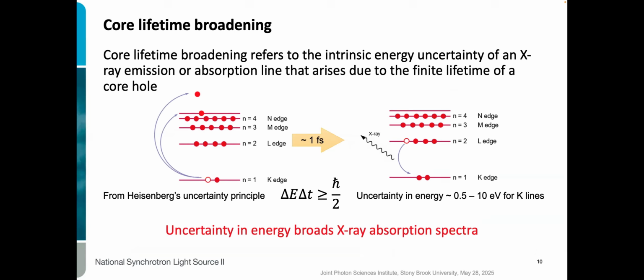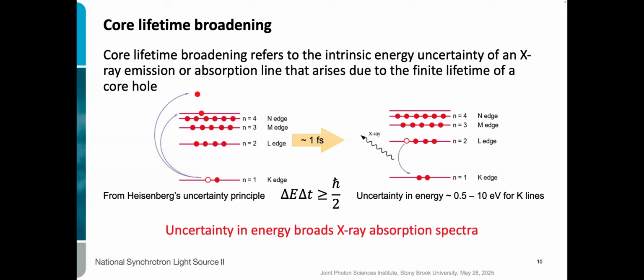The transition from when we have the core hole to another electron filling it could be as short as a single femtosecond, so sometimes a fraction of a femtosecond. And just like the uncertainty in momentum and uncertainty in position are connected by the Heisenberg uncertainty principle, so is the uncertainty in time and uncertainty in energy. That means we cannot define the energy of this state with high enough precision.